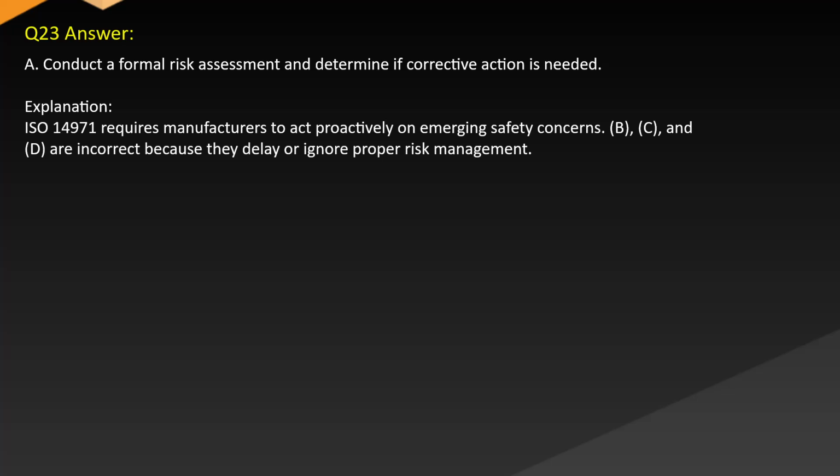Answer A. Conduct a formal risk assessment and determine if corrective action is needed. Explanation: ISO 14971 requires manufacturers to act proactively on emerging safety concerns. B, C, and D are incorrect because they delay or ignore proper risk management.